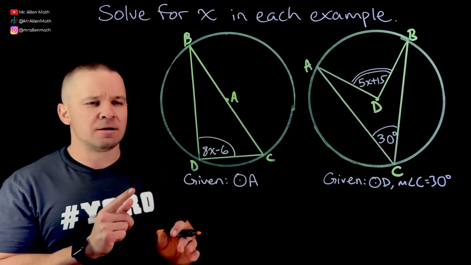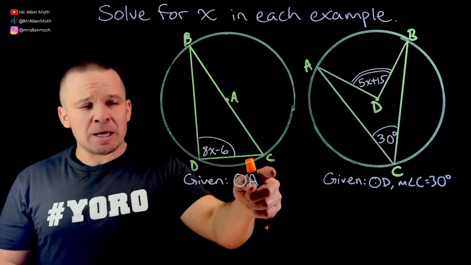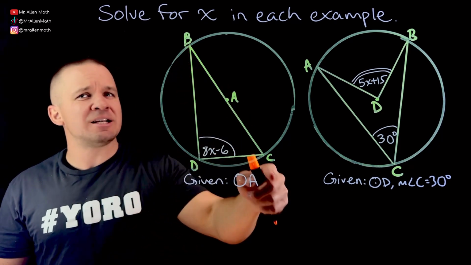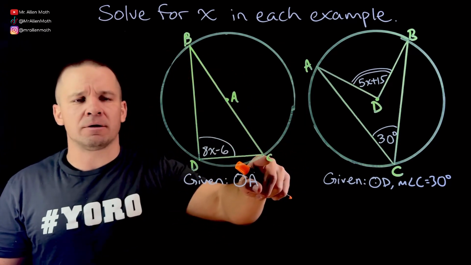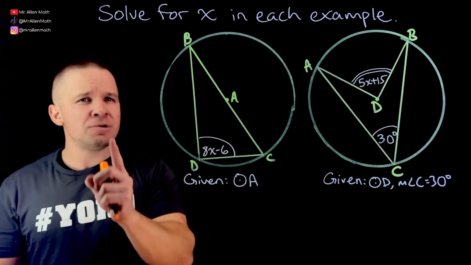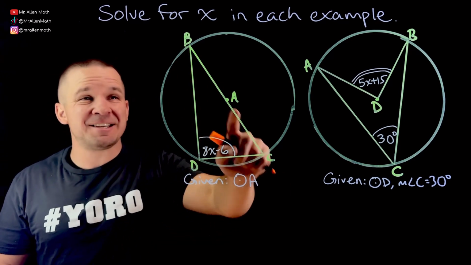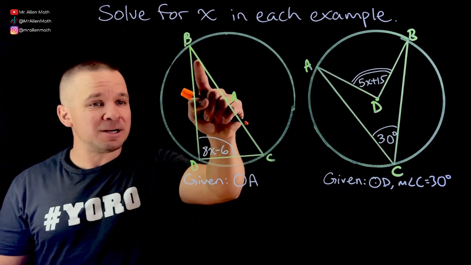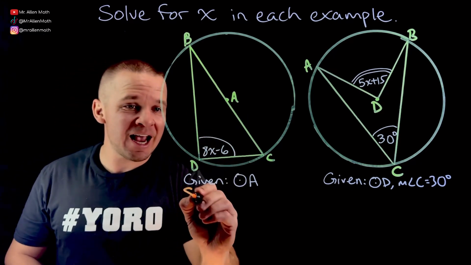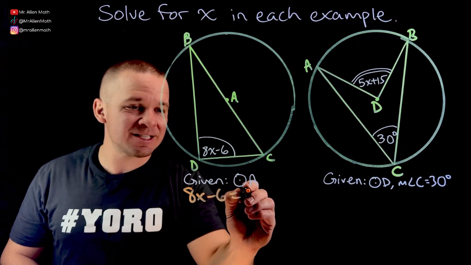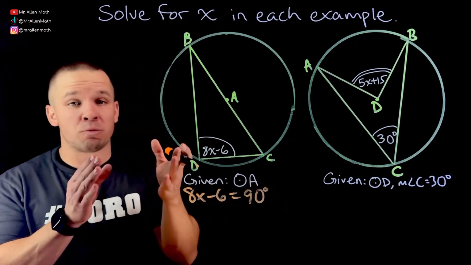But let's think here. BC passes through the center. That makes this guy a diameter, right? Which would make this a semicircle and this a semicircle. Well, did you know that if a triangle is inscribed in a semicircle, it has to be a right triangle, meaning 8x minus 6 has to equal 90 degrees because it's a right angle.